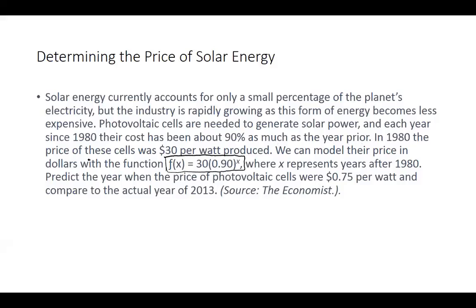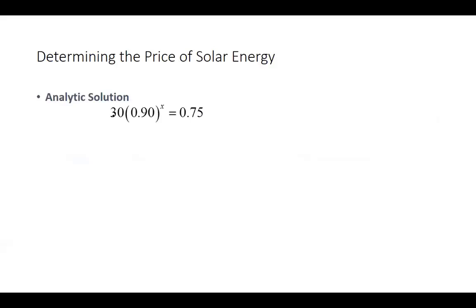In 1980, the price of these cells was $30 per watt produced. We can model this price by this formula, f of x equal to 30 times 0.9 to the power of x, where x represents years after 1980. So we want to predict the year when the price of these cells was 75 cents per watt and compare that to the year 2013. All right, so we're going to write our given formula, 30 times 0.9 to the power of x equal to 0.75. That's the 75 cents they're giving us.